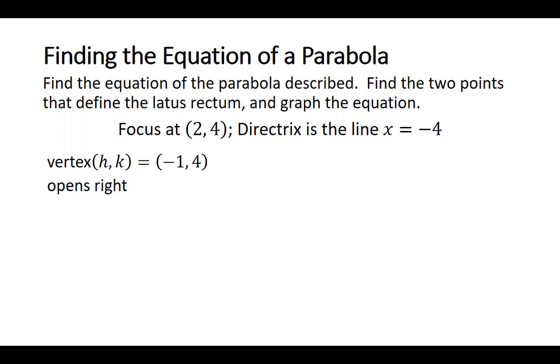Then we can find A. A is the distance from the focus to the vertex. So 2 minus -1 gives us 3. So A is equal to 3.